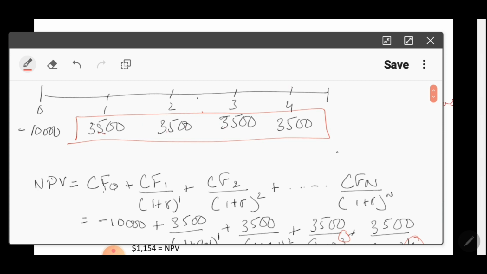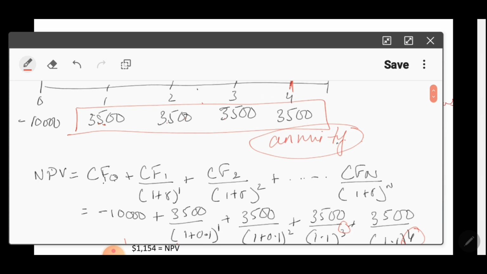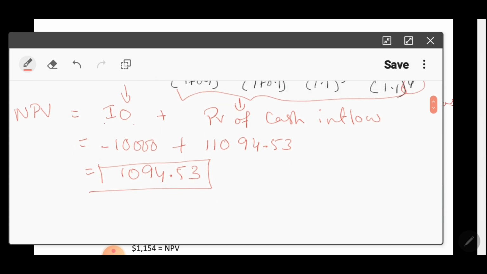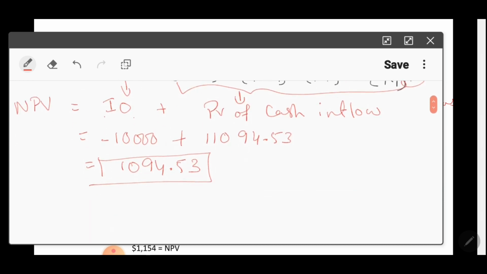It is equal, and you know when it will end. It fulfills all of the criteria of an annuity. So if you want, you could also use the annuity formula for 3,500. So you could have calculated the present value of cash flows using the annuity formula. So now let me show you that as well.